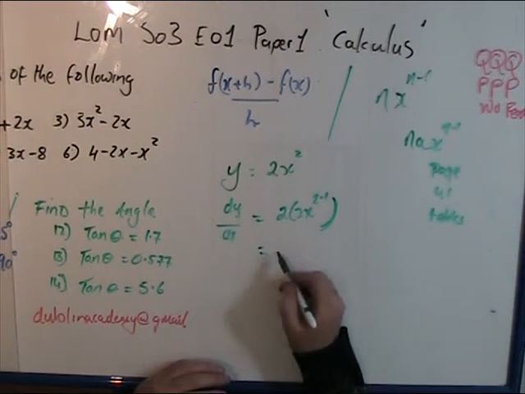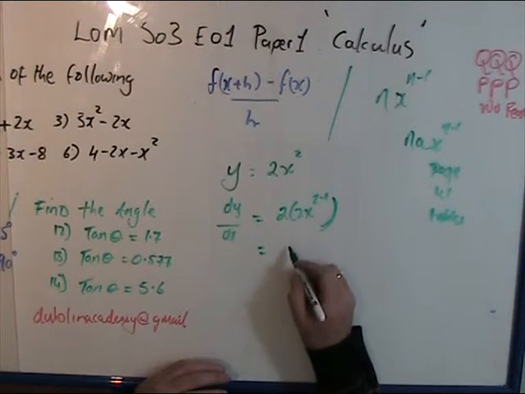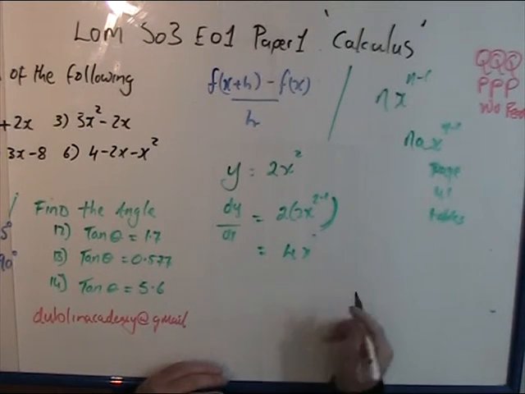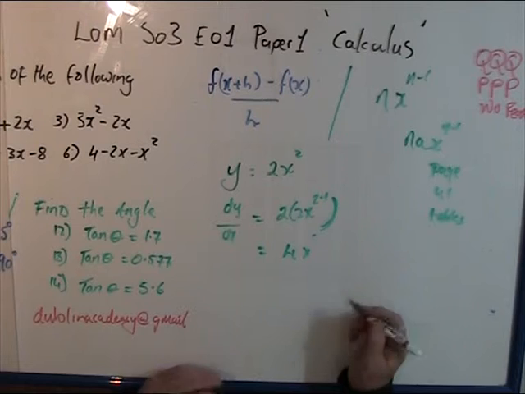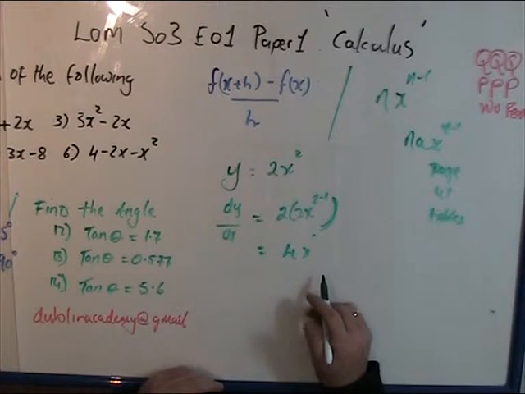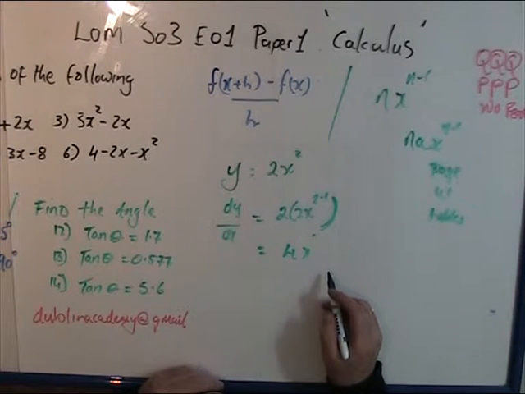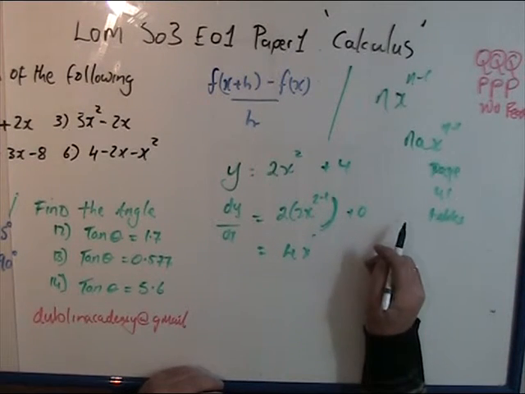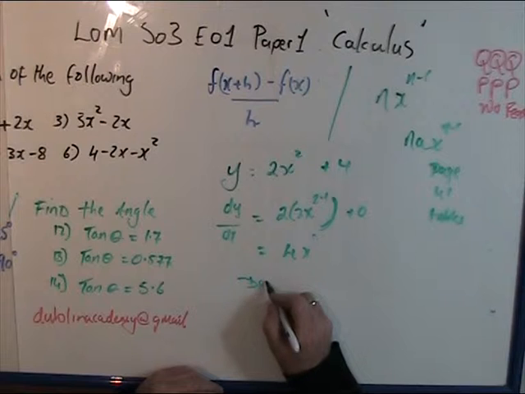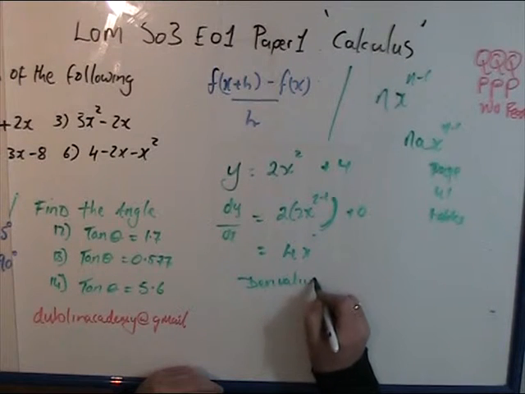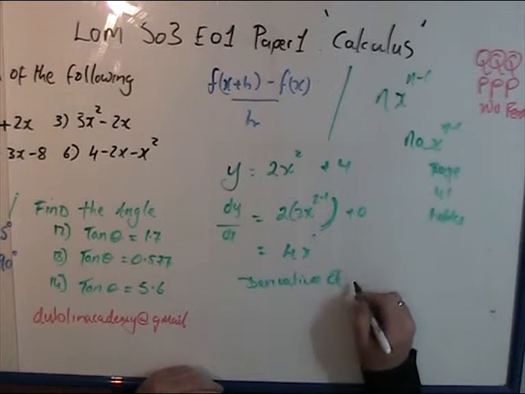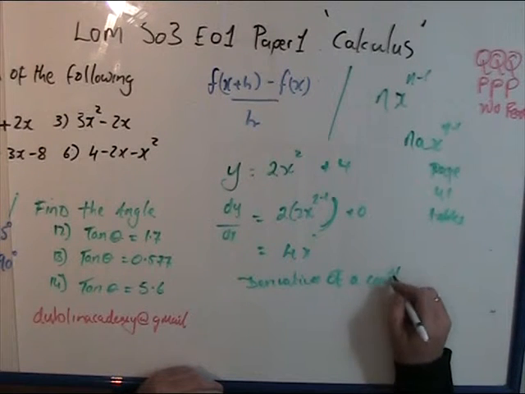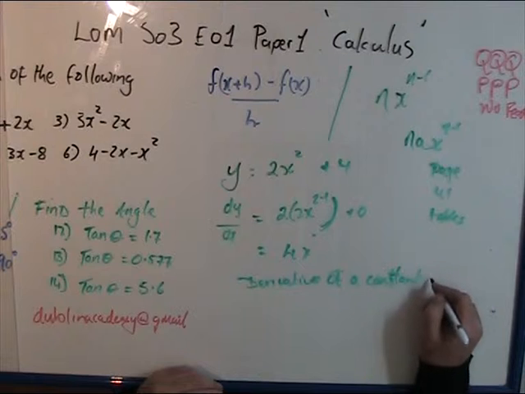So this is the answer: I've got 4x, 2 minus 1 is 1, so the answer is 4x. And the derivative of a constant is always equal to 0. So if you had plus 4 here, the answer would be plus 0. The derivative of a constant, that's a number, is equal to 0.